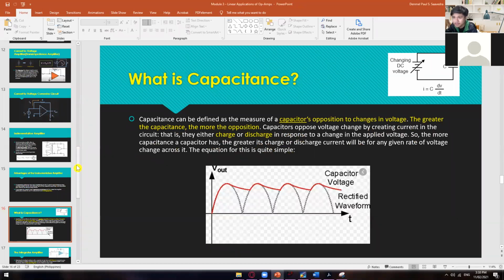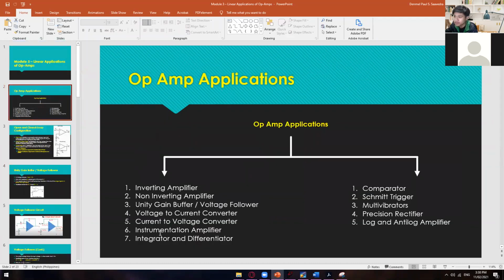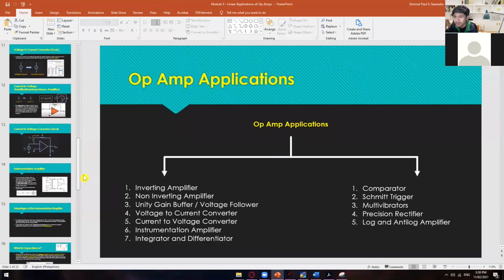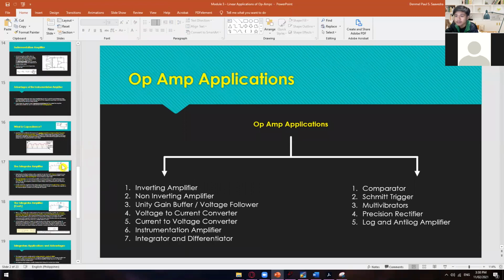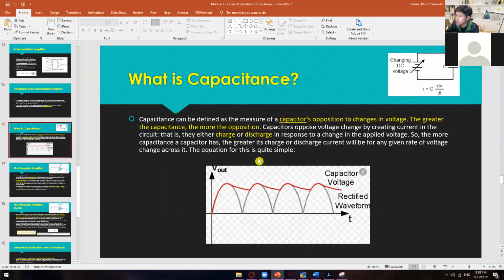All right, so last meeting we were able to finish the instrumentation amplifier. So now we're going to talk about the integrator and differentiator amplifier, right? But before that, let's talk about capacitance first. Maybe most of you already know the functionality of capacitance, but for those who don't, here's the concept of a capacitor or capacitance.